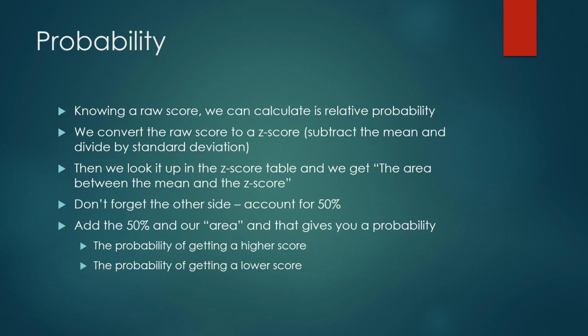Then we look it up in the z-score table, and I will show you the z-score table, but if you want to look at the z-score table, it is in your book at the end. It is Appendix 1B. And we get the area between the mean and the z-score, and that's really important. The area between the mean and the z-score is going to help us determine our probability. We can't forget the other side. That accounts for the other 50%.